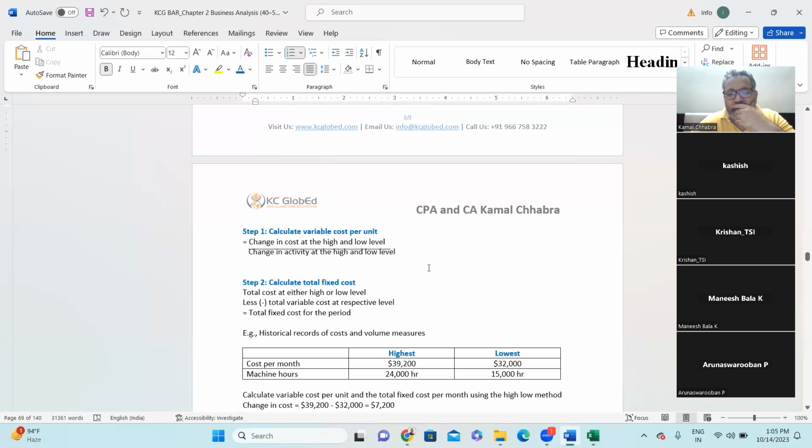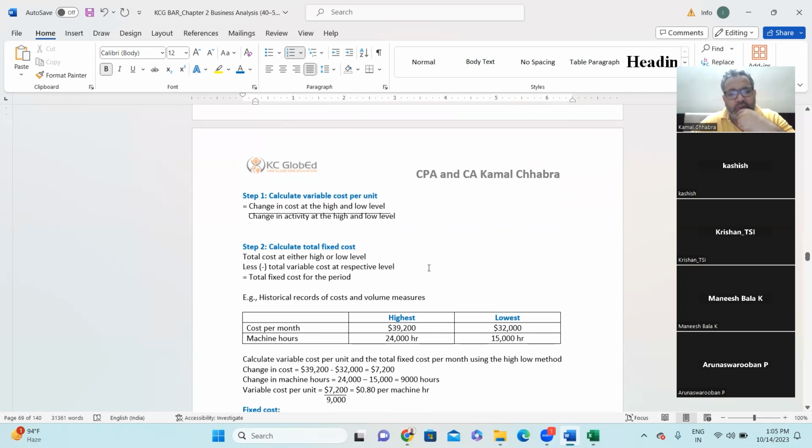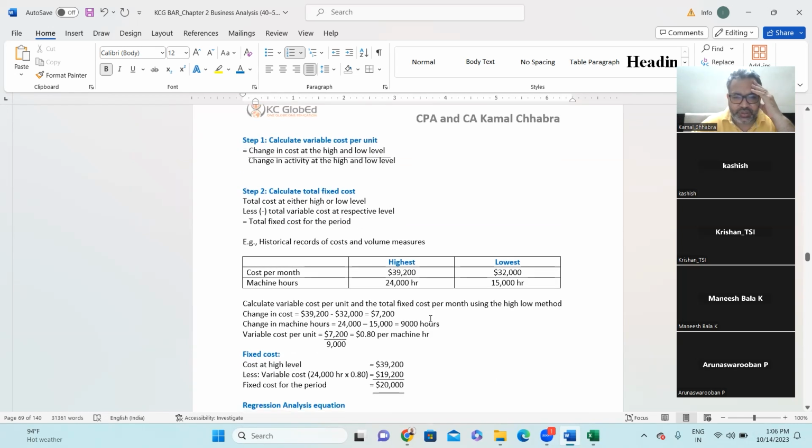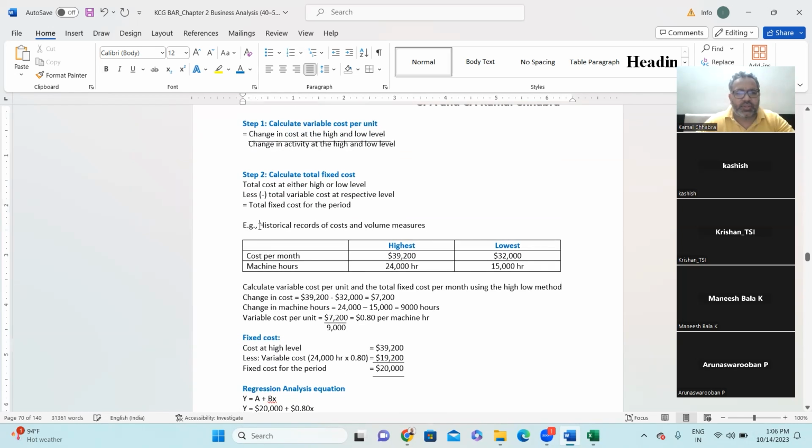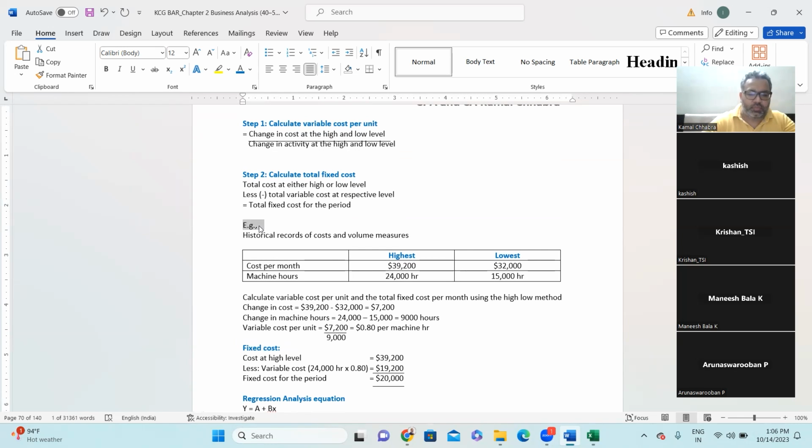Step 2 is calculate the total fixed cost. How do you calculate the fixed cost? Total cost at either high level or low level minus the total variable cost at respective level will give you total fixed cost. Right? We'll do certain examples over here. So example here is historical record cost and volume measure. Also it has given like below is the illustration. I would say it's an illustration.